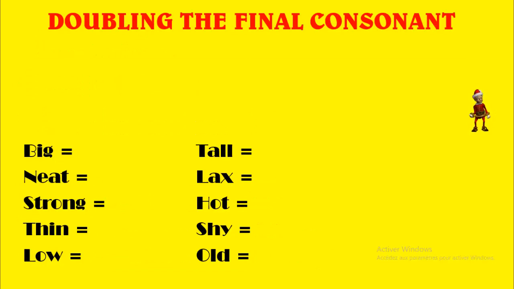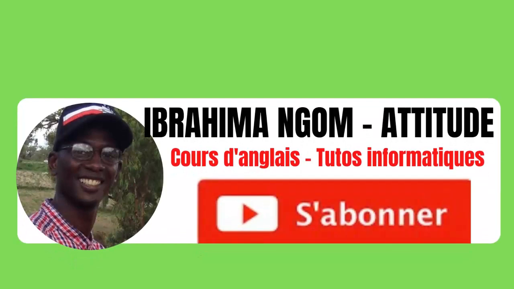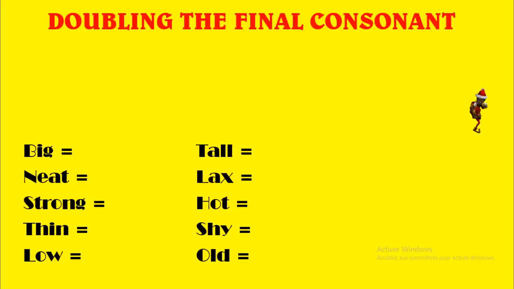Doubling the final consonant. Comment doubler la consonne finale? Big. Est-ce qu'on doit doubler la consonne finale? Est-ce qu'on doit doubler le G de la consonne finale de big? Neat. Est-ce qu'on doit dire neat avec 2 T? Strong. Thin. Low. Quand est-ce qu'on doit doubler la consonne finale? Quand est-ce qu'on ne doit pas doubler? So here you have 3 conditions.